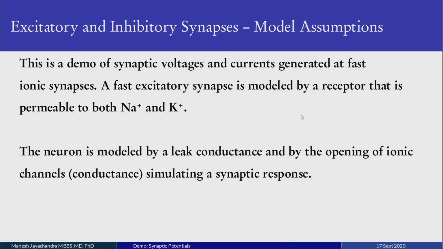This demo of synaptic voltage and currents is generated at fast ionic synapses. There are many different kinds of synapses. Some of them are fast, some of them are slow. So we're looking at the fast ones. A fast excitatory synaptic potential is modeled by a receptor that is permeable to both sodium and potassium. And the neuron is modeled by a leak conductance and by the opening of ionic channels or conductance. Then this simulates a synaptic response.